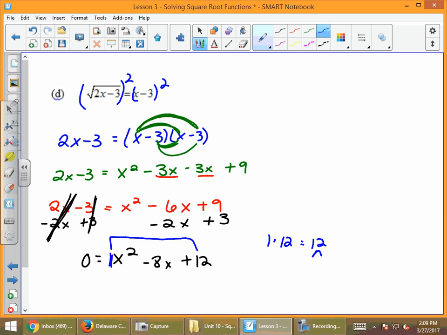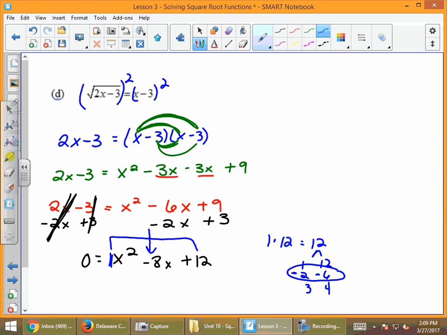Now let's solve the factors of 12. 6 and 2, what else? 1 and 12, 3 and 4. Which of those are going to combine to give you your middle number? I'm going to say 6 and 2. Good. They're both going to be negative because they're adding to give us a negative 8.